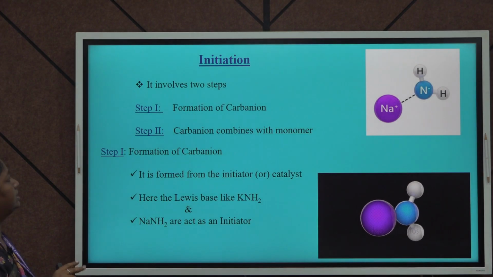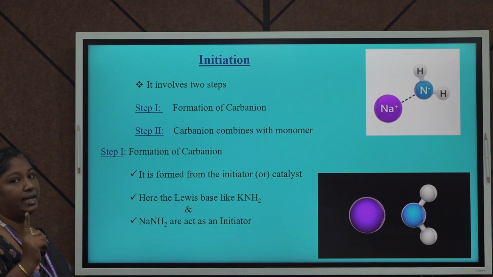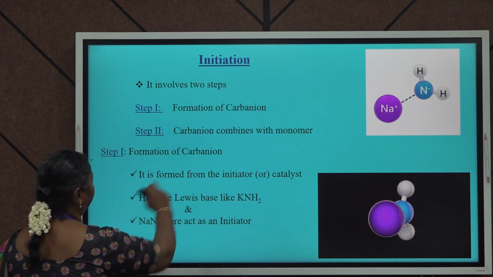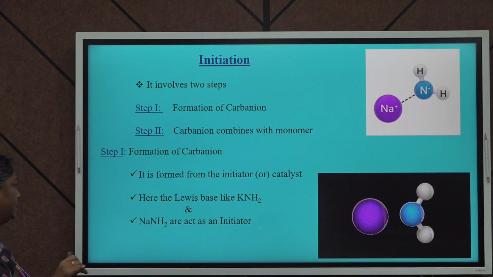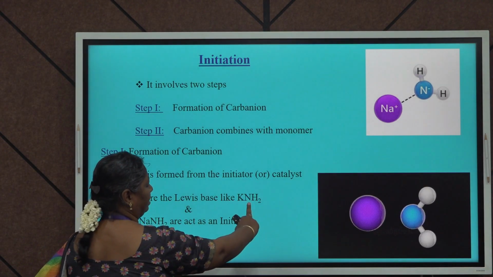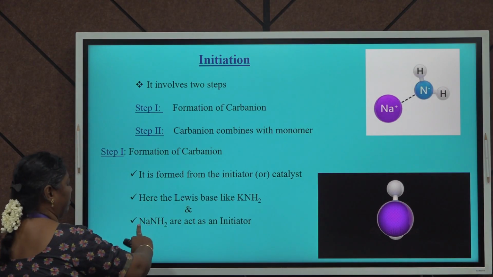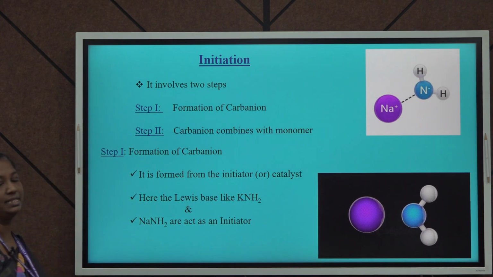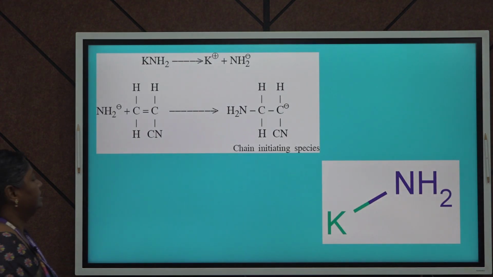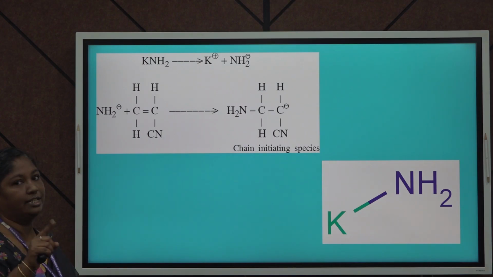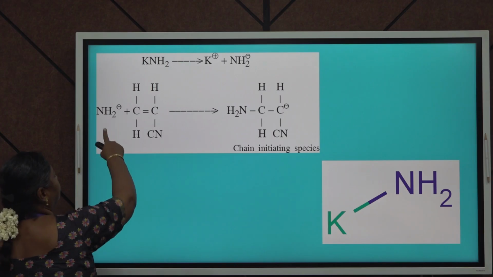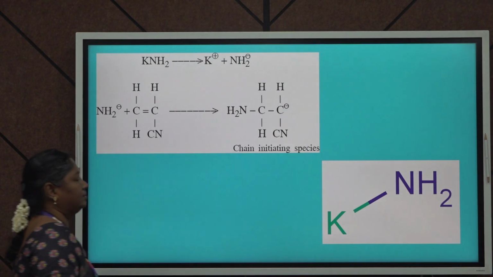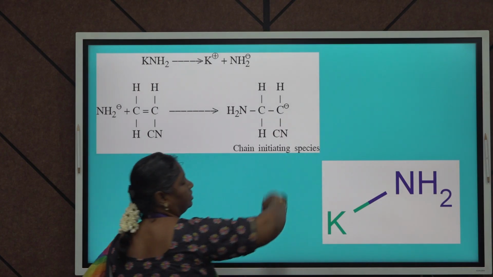In initiation also it involves the formation of carbanions. So, in cationic it was carbocations, here it is carbanions. So, the carbanion combines with the monomer. The carbanion is formed from the initiators or catalyst. Here we are going to use Lewis bases like potassium amide, KNH2, and sodium amide, NaNH2. Potassium amide and sodium amide both act as the initiator. So, this potassium amide will give you potassium ions and NH2 minus ions. So, this NH2 minus ion will start to react with a monomer, that is acrylonitrile, to form a chain initiating species. So, here we will get the negative charge, a carbanionic charge.